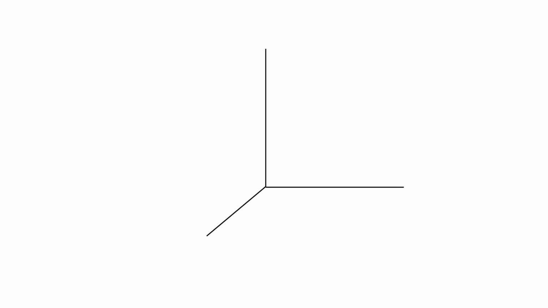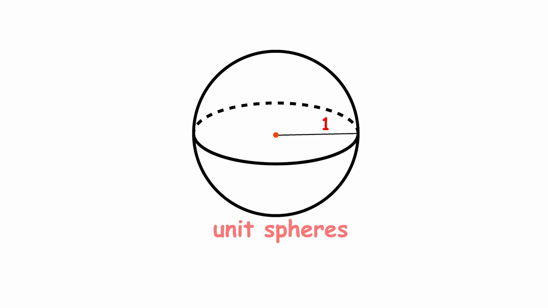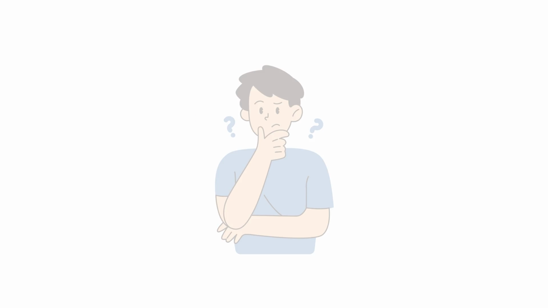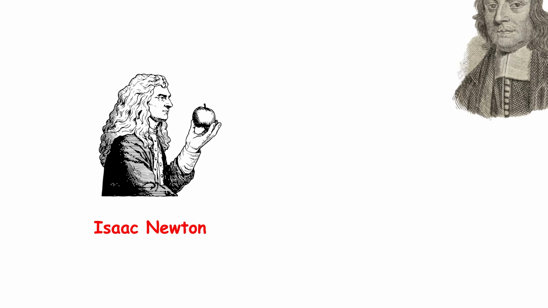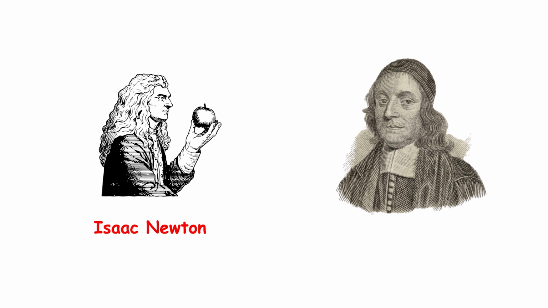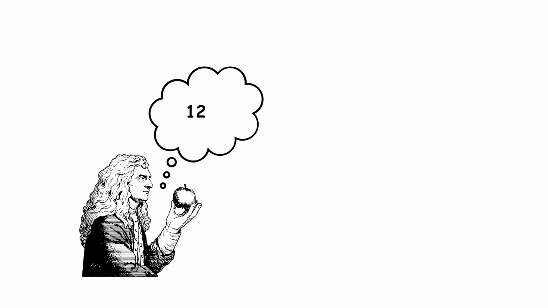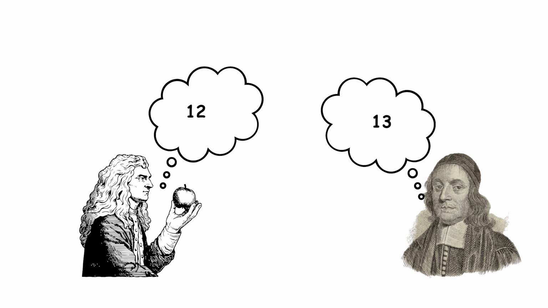Meanwhile, in three dimensions, we have spheres of radius 1, known as unit spheres. The kissing number in dimension 3 is 12. For a while, it was unknown whether this was the case. English polymath Isaac Newton and Scottish mathematician and astronomer David Gregory famously disagreed on the subject in the late 1600s. Newton thought the answer was 12, whereas Gregory thought it was 13.